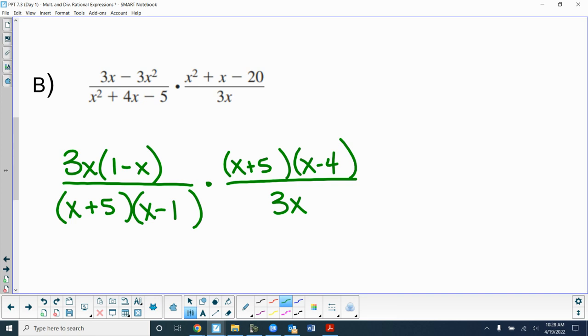Do you see any common factors? The x plus 5s can cancel, right? Anything else? The 3x's. Are these the same? No, those are not the same, are they? They have to be exactly the same. Okay?